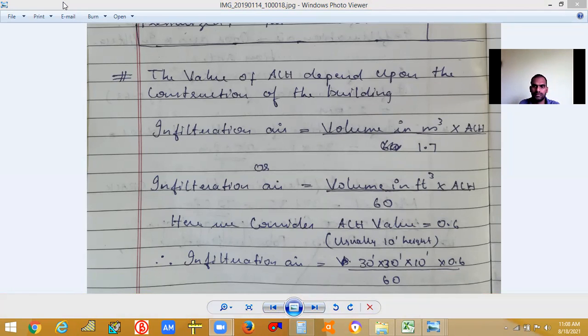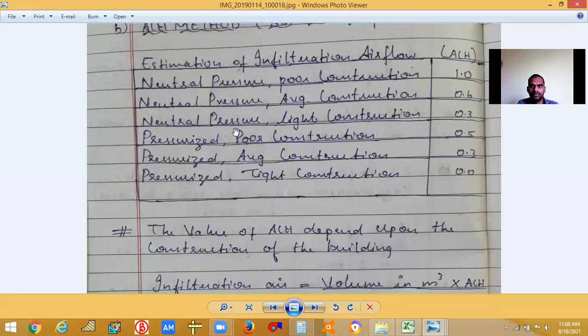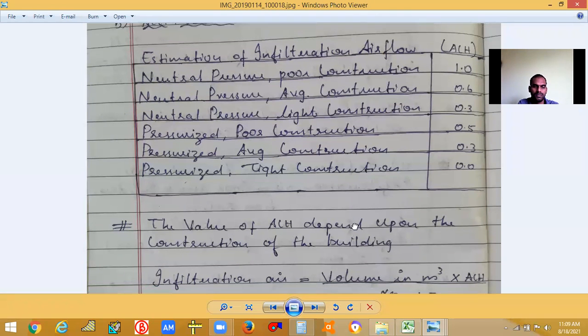But how do we take the construction type with respect to projects? Normally, we'll be taking 0.6 only. You just choose neutral pressure average construction. If it is some steel material or something like that, you just take one. Or you need to ask the architect what type of construction they are using. So if not given, you just take 0.6.